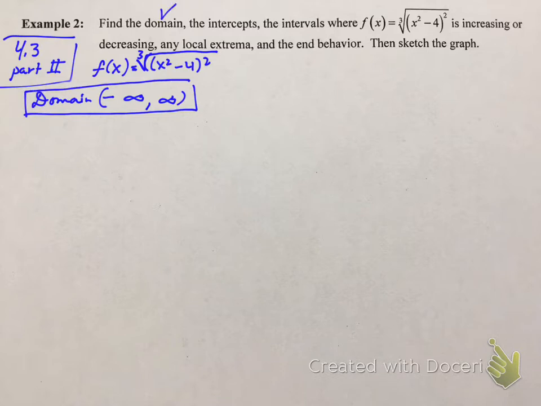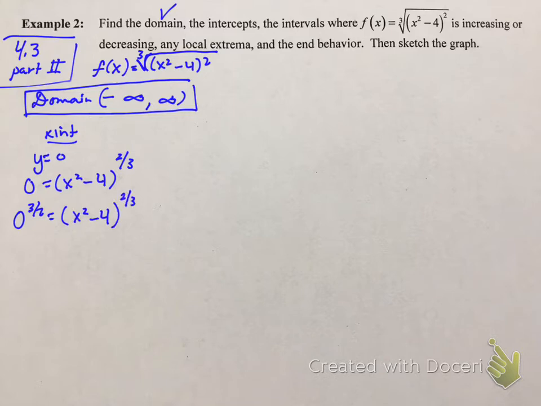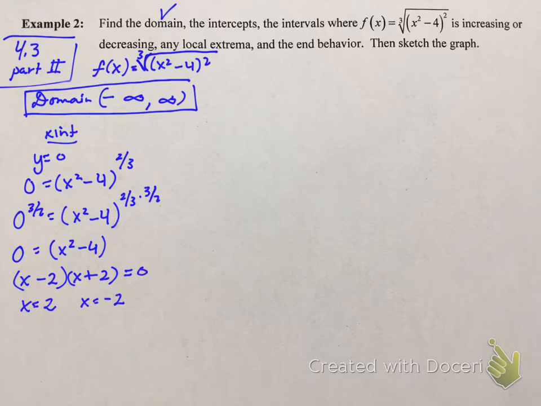And then it's going to ask us what are the intercepts. So the x-intercept, you're going to let y equal 0. So you have 0 equals x squared minus 4 raised to the 2/3 power. Now I'm going to multiply both sides by 3/2. So I get 0 to the 3/2 equals x squared minus 4 to the 2/3 times 3/2. I get 0 equals x squared minus 4. Solving for x, I get x minus 2, x plus 2 equals 0. X equals 2, and x equals negative 2. So the x-intercepts are 2, 0, and negative 2, 0.